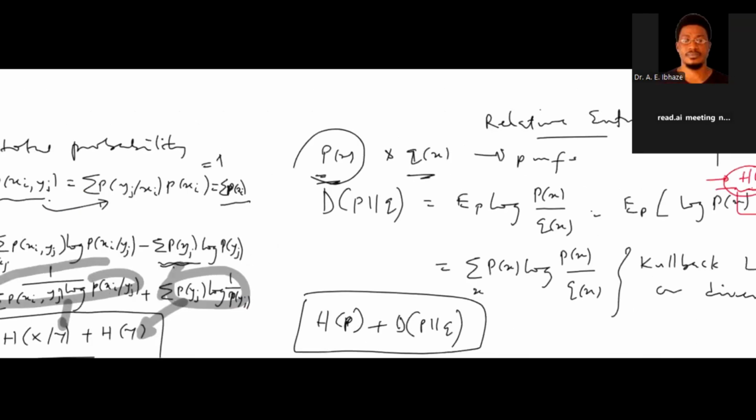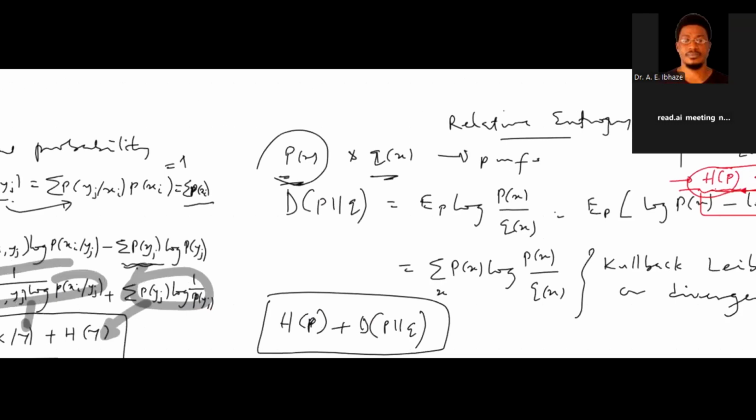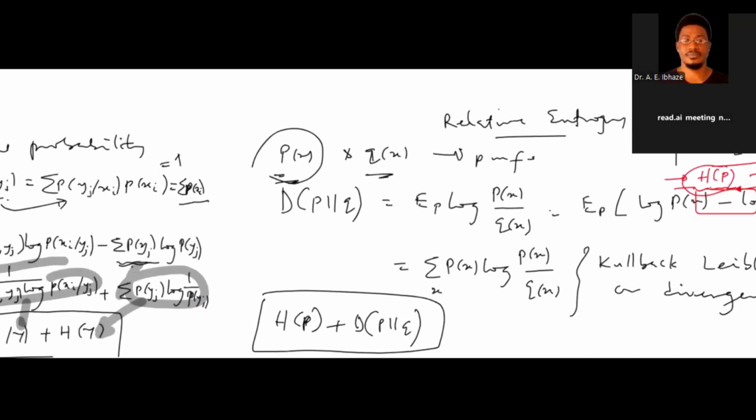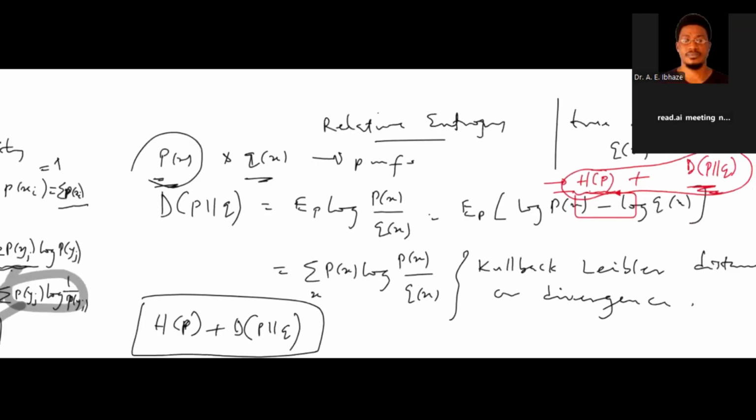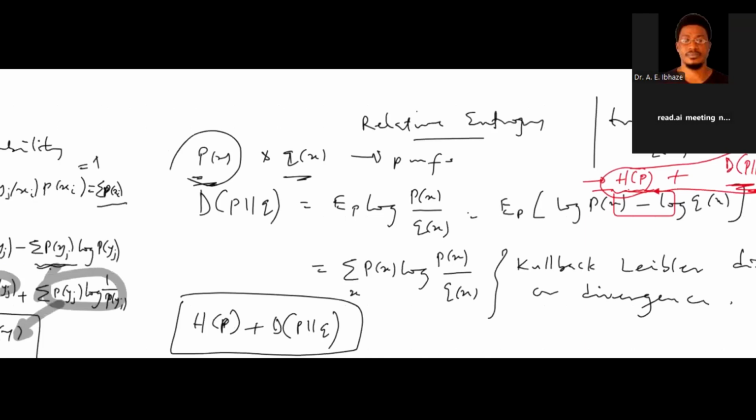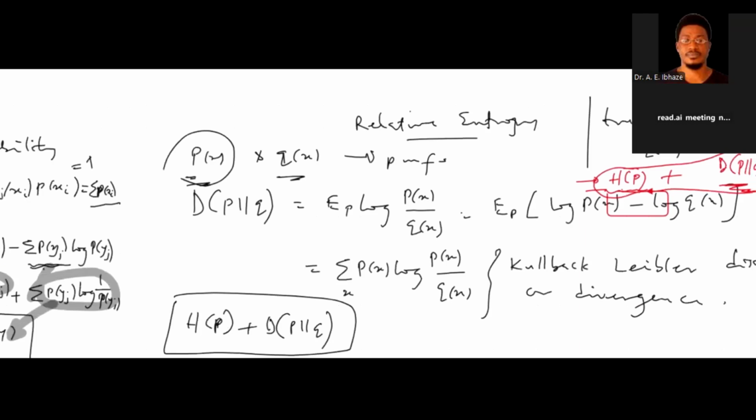Now, we talk about relative entropy when we are considering two probability mass functions, like we played with in the last analysis, regardless of the ordering. So let's assume we have two probability mass functions, P of X and Q of X.